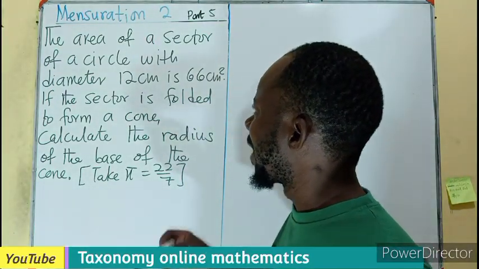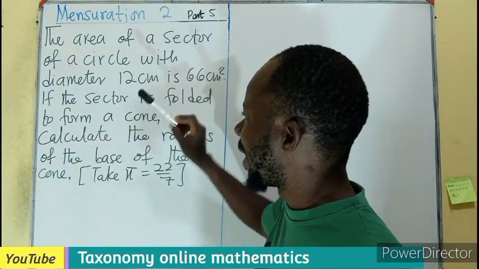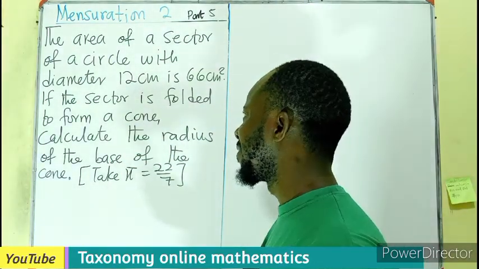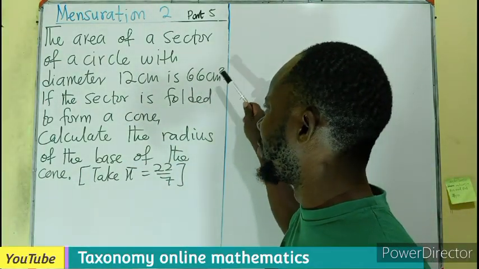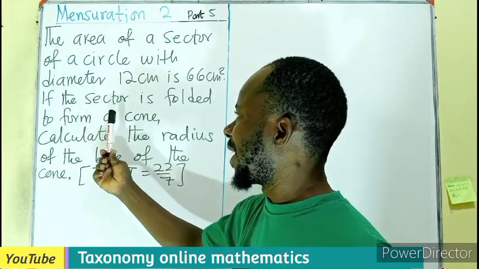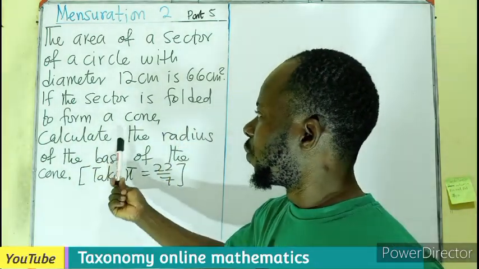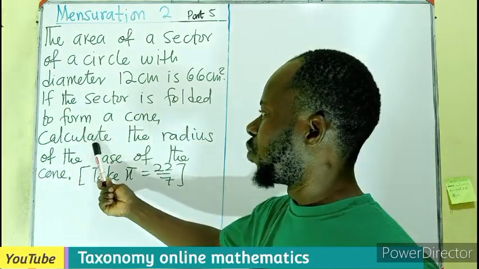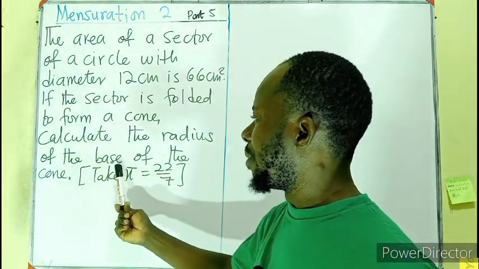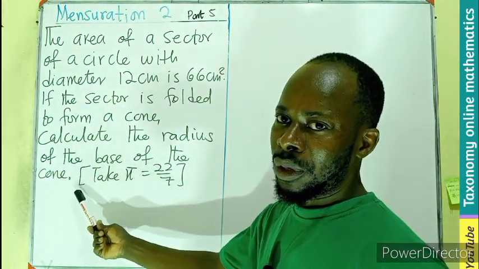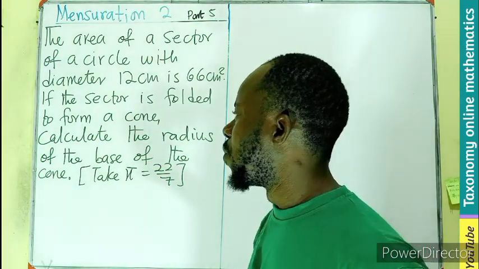The area of a sector of a circle with a diameter of 12 centimeters is 66 centimeters square. If the sector is now folded to form a cone, we have to calculate the radius of the base of that cone. So we need to find the radius of the cone.